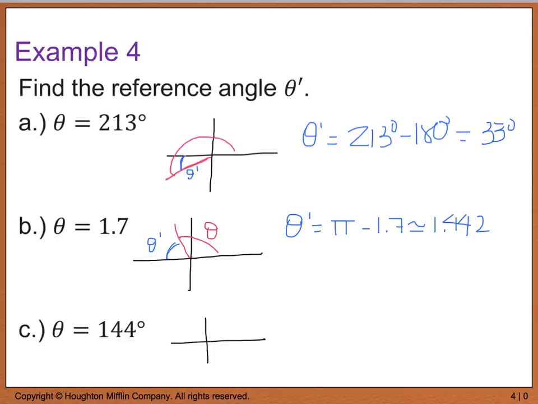Likewise, for part C, 144 degrees is in between 90 and 180. So I'm looking at a theta value of right here. If I want to find my theta prime, which is right here, then theta prime is equal to 180 minus 144, and that's going to give me 36 degrees.